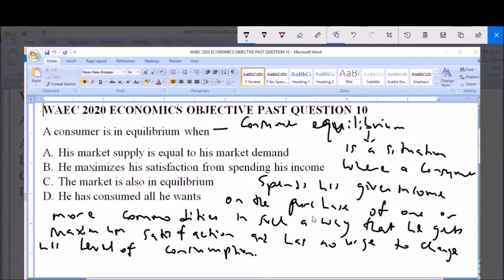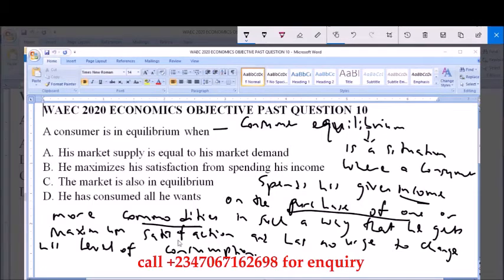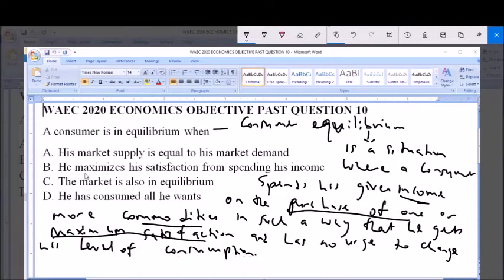So the main point here is that the consumer equilibrium is a situation where the consumer spends his income on purchase of commodities such that he gets maximum satisfaction. And that is what is reflected here in option B. It says he maximizes his satisfaction, so gaining maximum satisfaction from spending his income. So option B, he maximizes his satisfaction from spending his income, is the correct answer to this question.